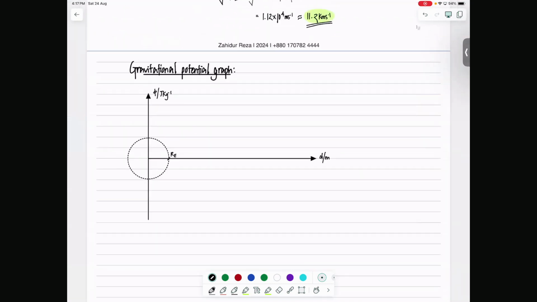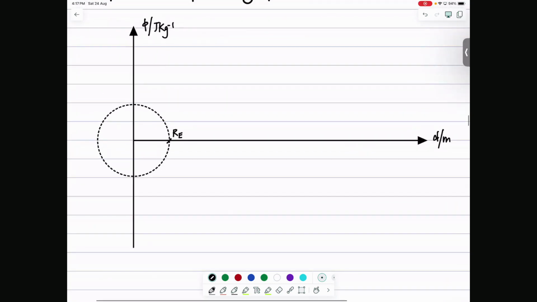Now the thing is, how does the graph look like? So I'll give you an equation. I want to see, can you come up with graphs from an equation? It solves half of your problems. So phi is equal to minus GM by d. That's the formula, and I want you to plot the graph for this.